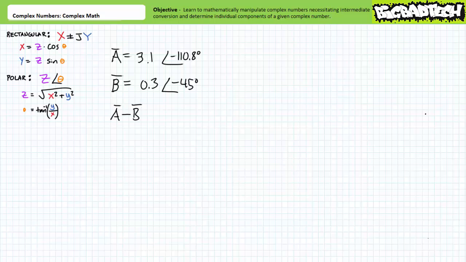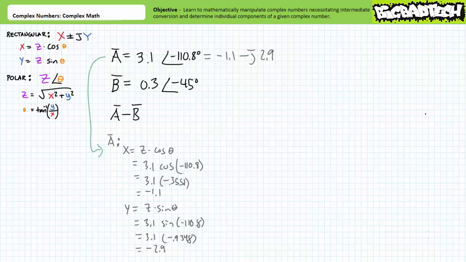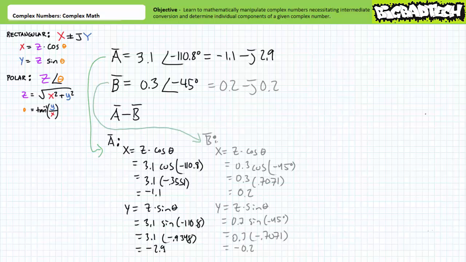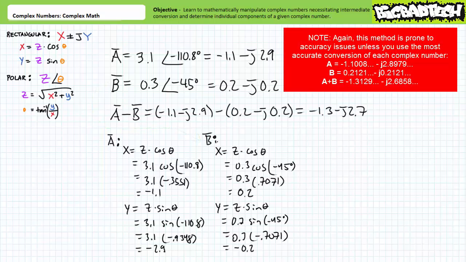We're being asked to perform the operation A minus B. When we convert A to rectangular format, this results in negative 1.1 minus j 2.9, as these operations illustrate. When we convert B to rectangular format, we arrive at 0.2 minus j 0.2, as these operations illustrate. When we subtract B from A, we arrive at negative 1.3 minus j 2.7.